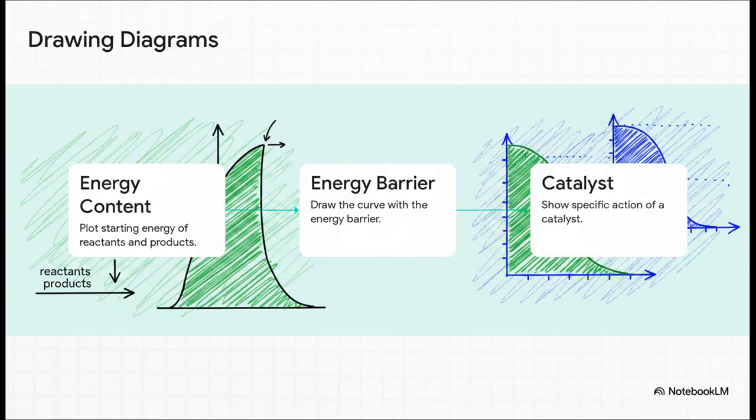Let's walk through the 3 essential steps to drawing a flawless energy profile diagram. First, you carefully plot the starting energy content of your reactants and the final energy content of your products. Second, you draw the curve connecting them. That represents the energy barrier. And third, if there is a catalyst present, you've got to show its specific action on that curve.